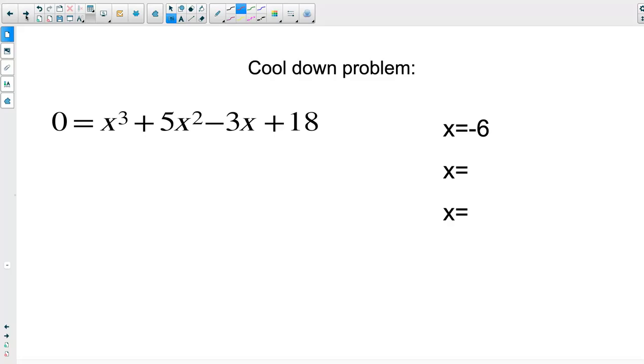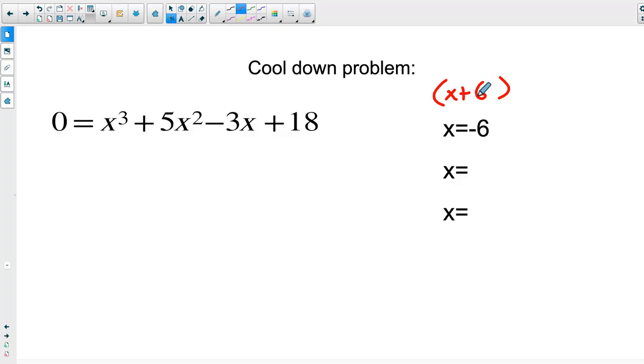So that tells us a couple things. One, it tells us what one of the solutions is. It also tells us what one of the factors are. What's the factor that relates to this? Yeah, x plus 6 or 6 plus x, okay? All right, so we got that.